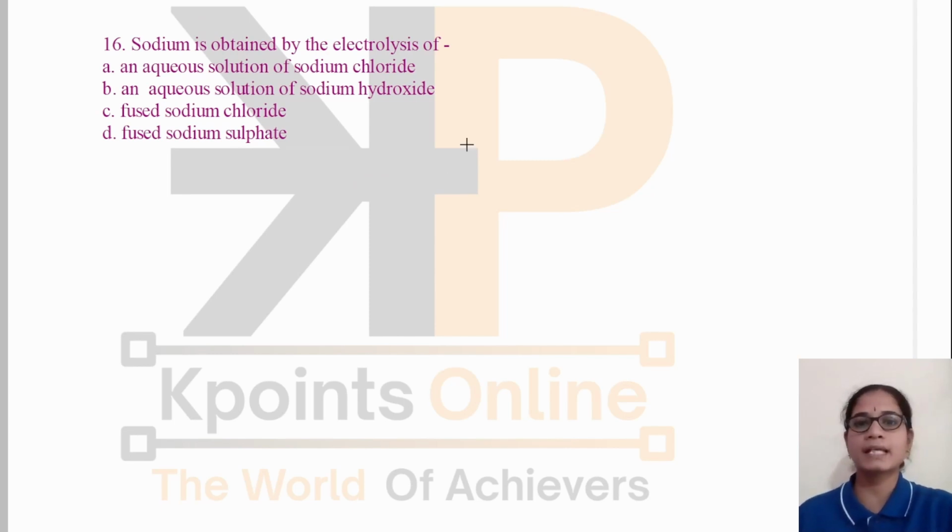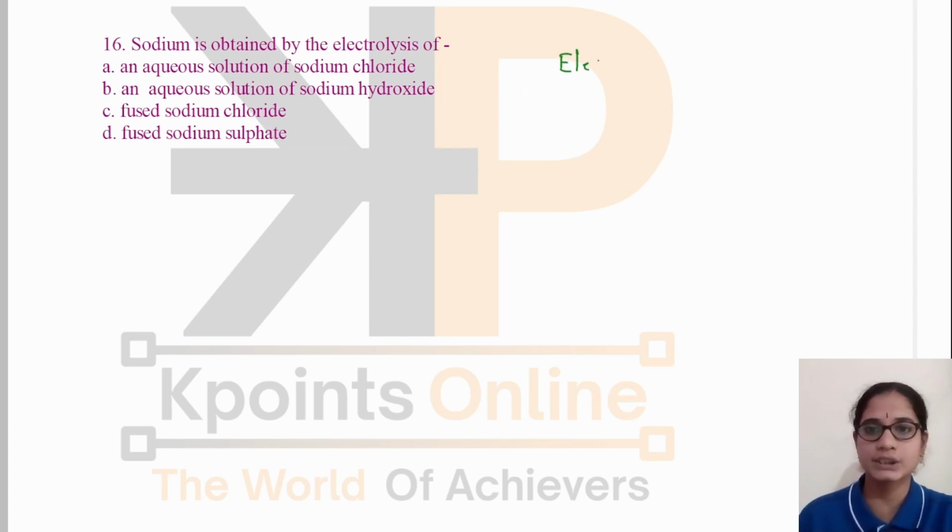Next, sodium is obtained by the electrolysis of: an aqueous solution of sodium chloride, an aqueous solution of sodium hydroxide, fused sodium chloride, fused sodium sulfate. From which concept is this question? We know that during the extraction of metals of high reactivity, we do the extraction by the electrolysis method. Yes, electrolytic reduction. We will extract highly reactive metals like sodium, potassium. And while doing the electrolysis, we take the molten chlorides of the metals. Yes, during the electrolytic reduction. What will we take?